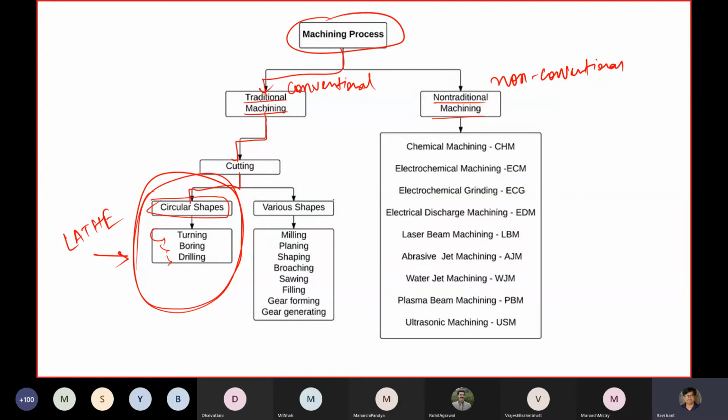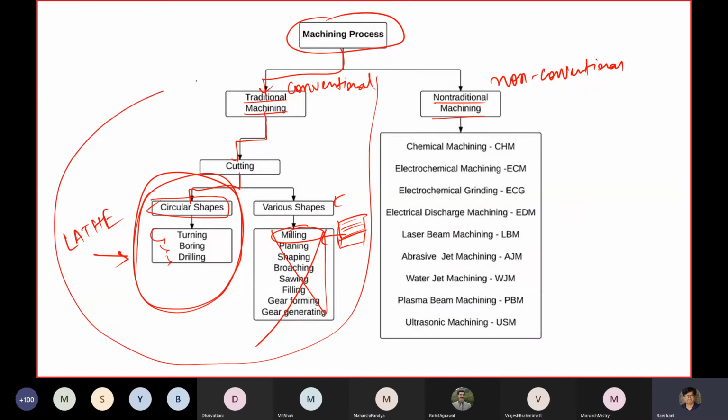If at all you have various shapes, such as your flat plate is there and you want to remove some extra material on top of it, you have to do it with a milling operation. We are not going to talk about these things in this experiment, but these things are there, and all these things come under conventional machining. You are going to apply some sort of force, or you will have a cutting tool in it.